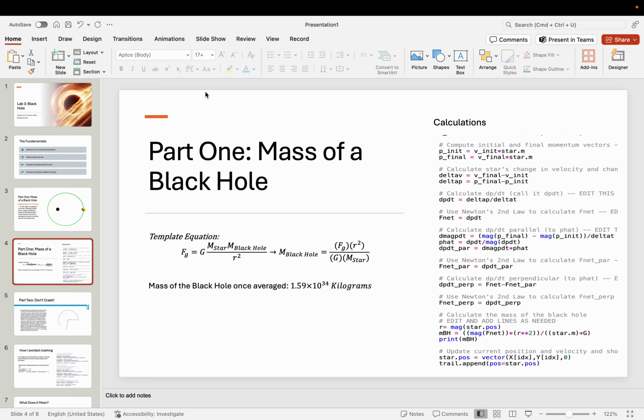All right, so to get that answer, we're going to use Newton's law of universal gravitation as mentioned earlier, and eventually we're going to have to calculate the parallel and perpendicular components of the net force and the rate of change of momentum and use those in the end to calculate the mass of the black hole, which is given first by this equation and then down here in code.